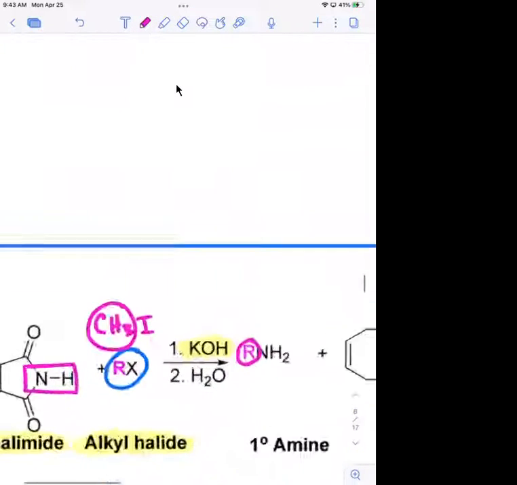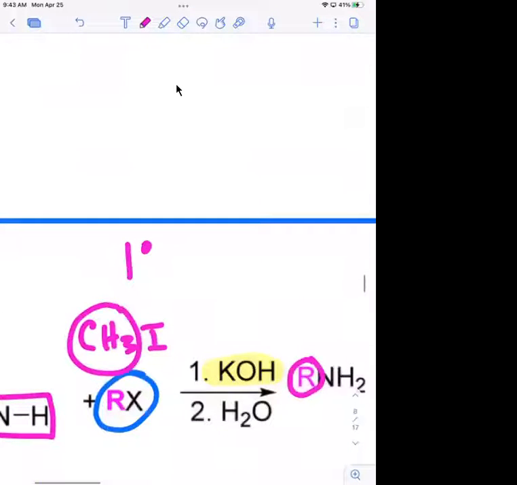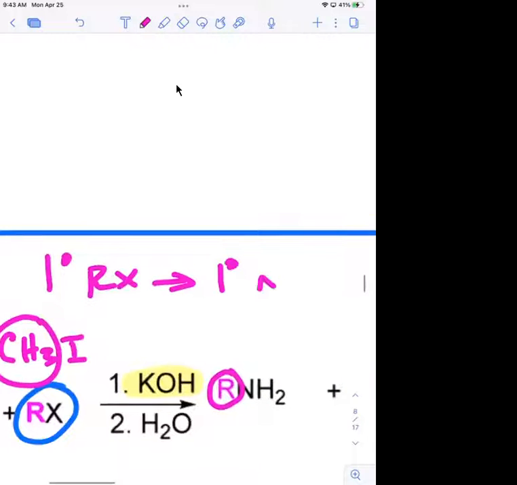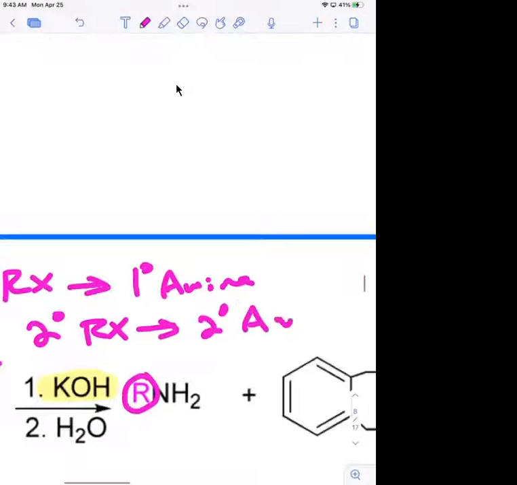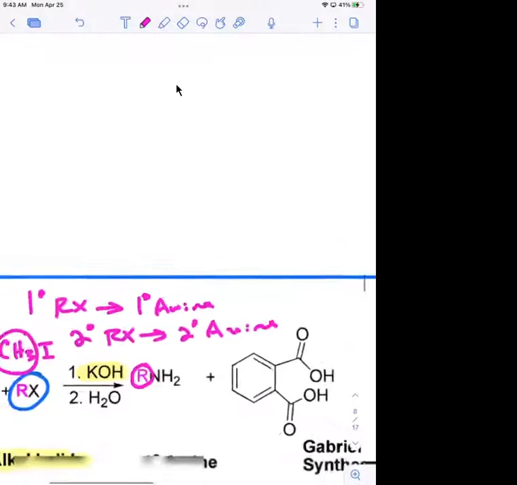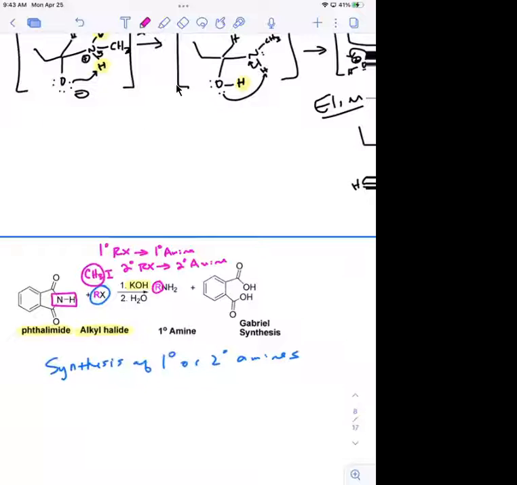So let me put that up here. A primary alkyl halide will give you a primary amine. Hold on, let me just write that out because that's going to confuse you. A secondary alkyl halide will give you a secondary amine. Can't make tertiary amines this way, but you can make primary and secondary. All right, so let's walk through the first initial part of the mechanism.